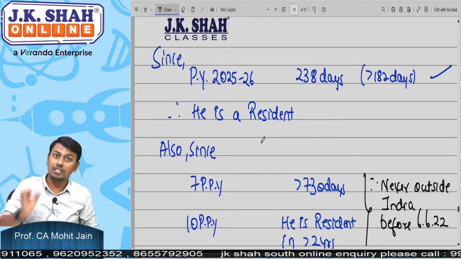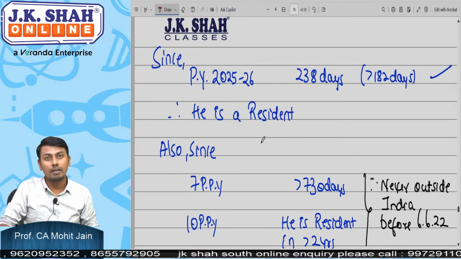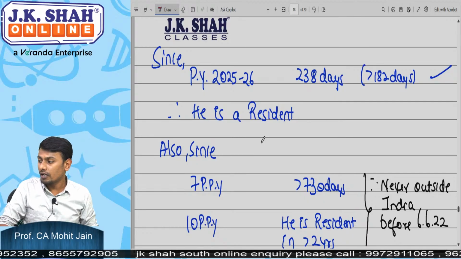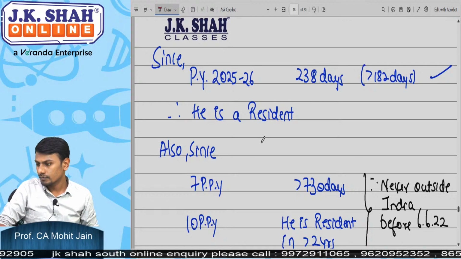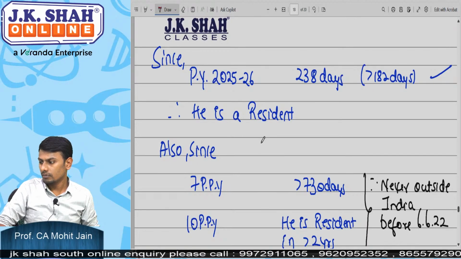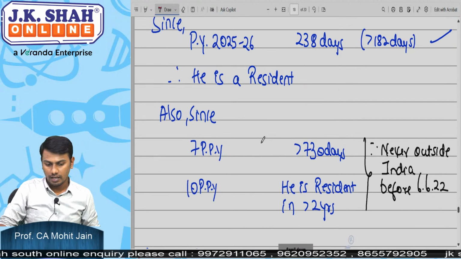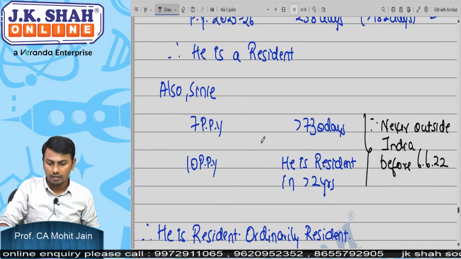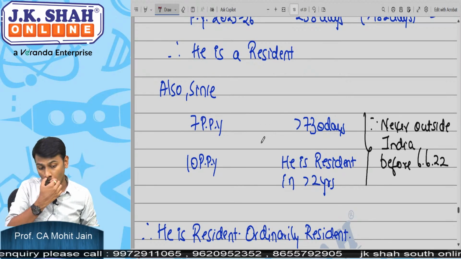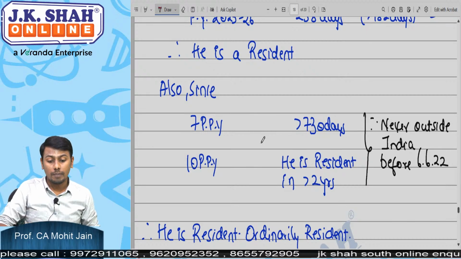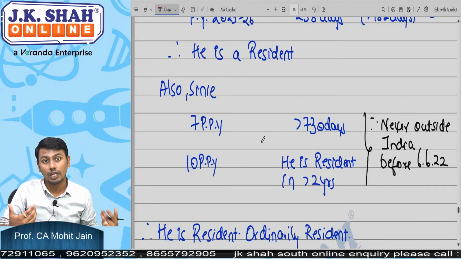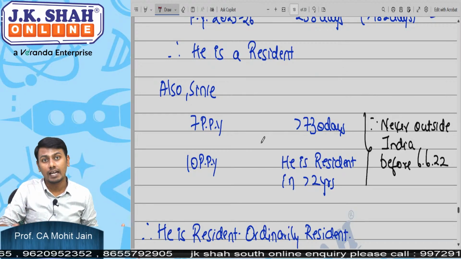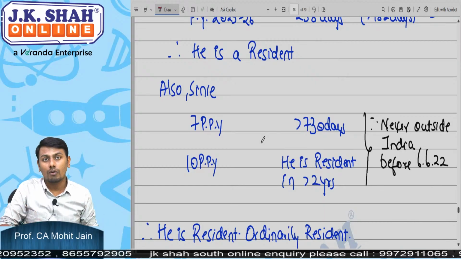238 days, which is 182 days or more. By default, he'll become a what of India, people? Resident of India. No need to even go to basic condition 2. And since in 7 PPY, he was there for 730 days or more, and in the 10 PPY, he is resident in at least 2 years, because before 2022 June, he has never been outside India, we can conclude that he is a resident as well as he is a what? Ordinary resident.